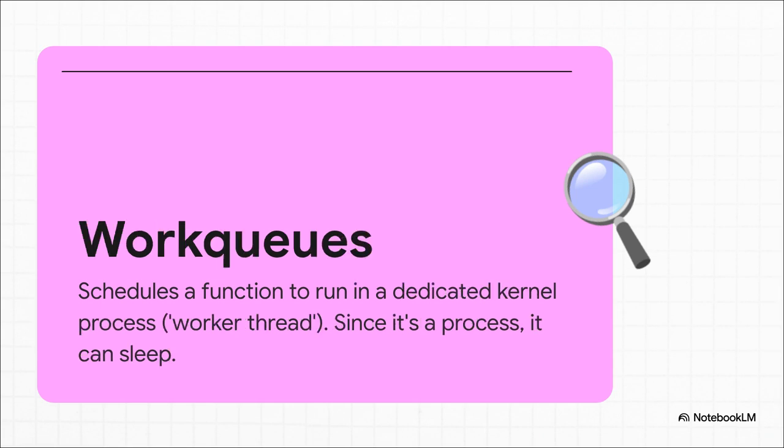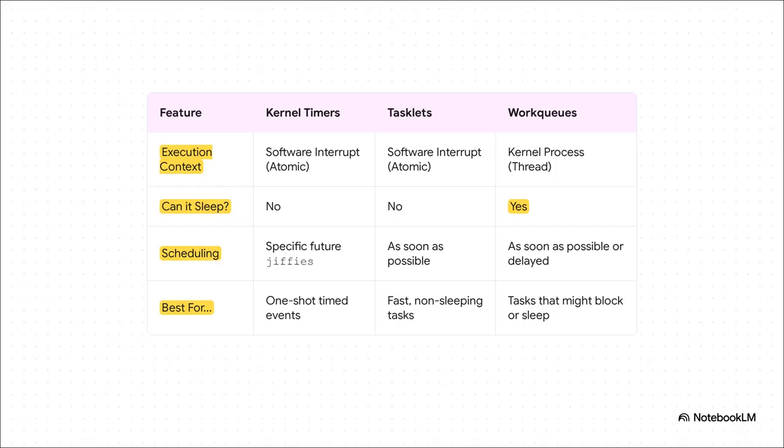And finally, we have work queues. And these are the game changer. Unlike timers and tasklets, a work queue function runs in the context of a totally normal kernel process. And because it's a process, it has a superpower the others don't. It can sleep. This makes it unbelievably flexible for any task that might need to wait for something, like the disk or the network.